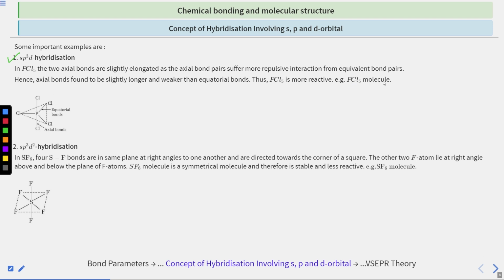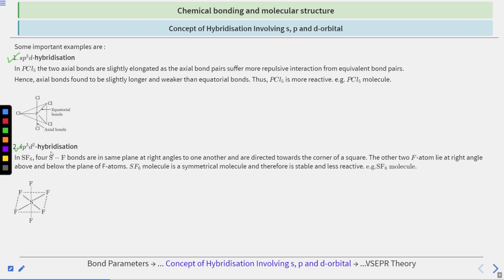For example, the PCl5 molecule, right? This is the image of the PCl5 molecule showing sp3d hybridization. Here, these are the equatorial bonds and these are the axial bonds, which suffer more repulsive interaction from equivalent bond pairs. That's why they are longer as compared to the length of the equatorial bonds.